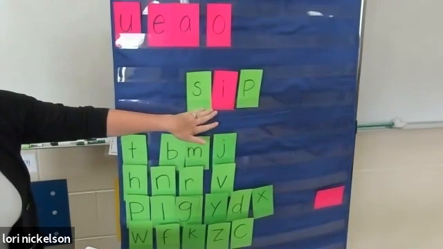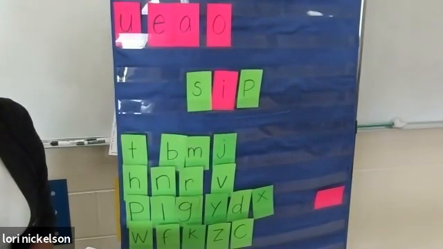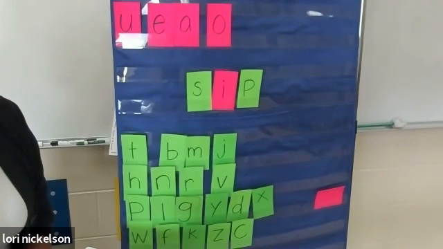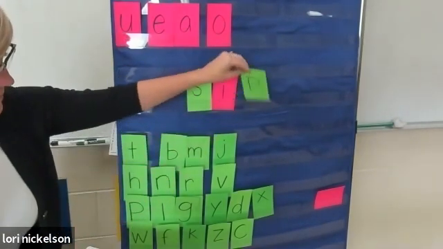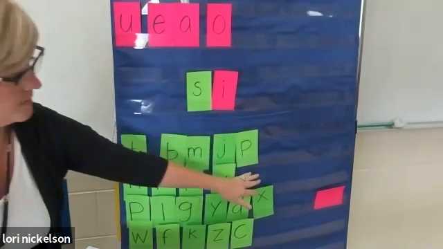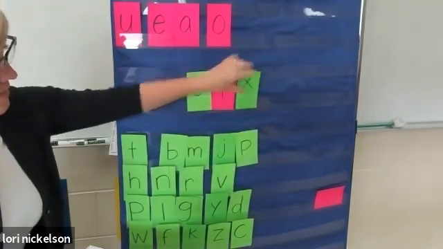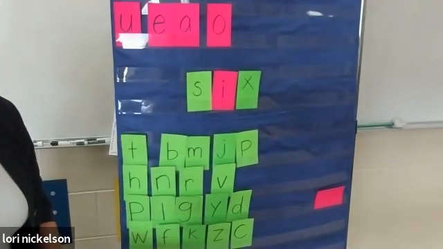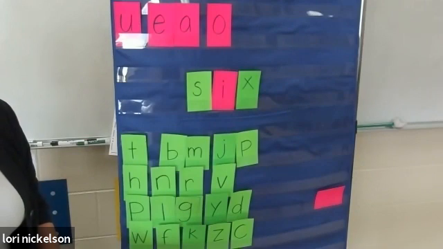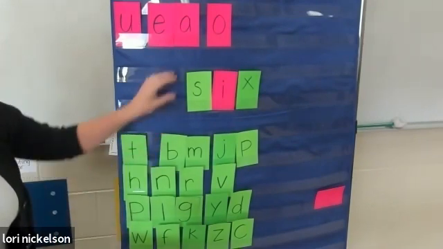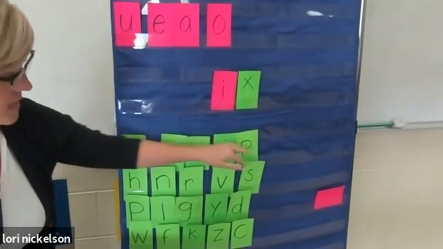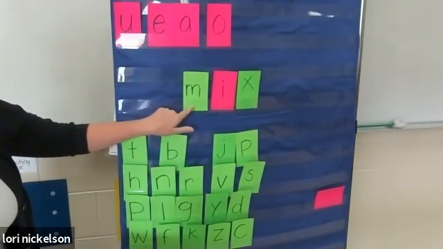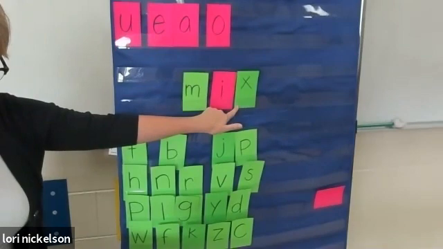Good. So sip, I want to make the word six. What letter do I need to replace? The last letter. And I'm going to put what letter up? The X. And now I have six. Good job. From six, I want to make the word mix. Mix. So what letter am I going to change? The S to a M. And guess what? I have mix.